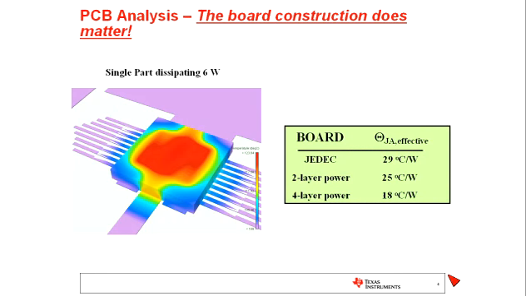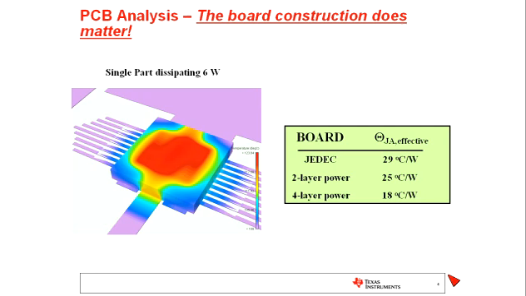The next example to look at is the PCB itself. The board construction does matter to the performance of the part. So this is a modeling exercise looking at a single part which is dissipating 6 watts on a PCB, and you'll see the data over here shows that when we look at a JEDEC defined board in terms of layer thicknesses, stack up, those kinds of things, we get an effective theta JA of 29 degrees C per watt. When we look at an EVM or a power board that's designed around this actual device, in a 2-layer board, we get an effective theta JA of 25 degrees C per watt. And when we look at a 4-layer board, it goes down to 18 degrees C per watt.